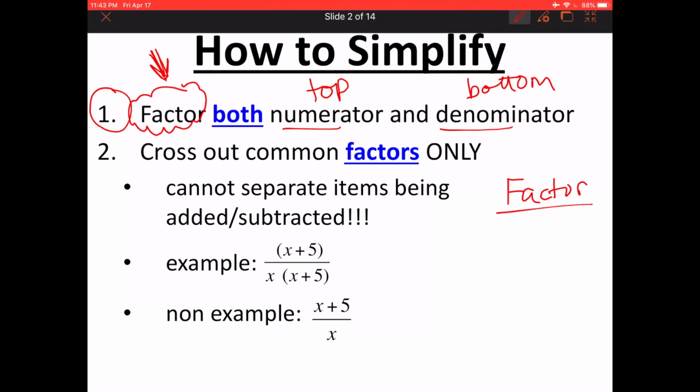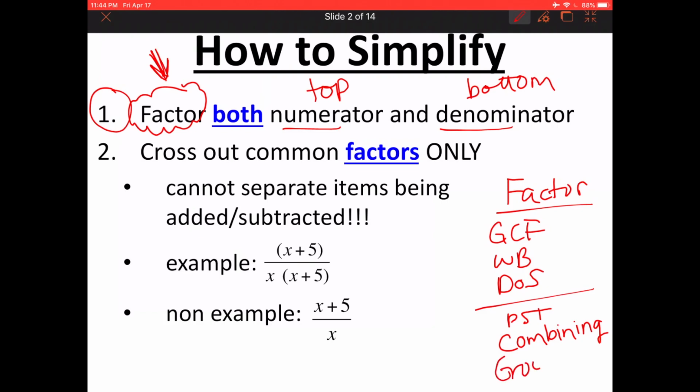The three most common ones that you'll see: GCF, working backwards, difference of squares. You may see a perfect square trinomial. You most likely will not see grouping, and you most likely will not see combining, okay? So the three really common methods of factoring that you will be using the most are GCF, working backwards, and difference of squares. And that's step 1. Factor everything. Factor the numerator, factor the denominator.